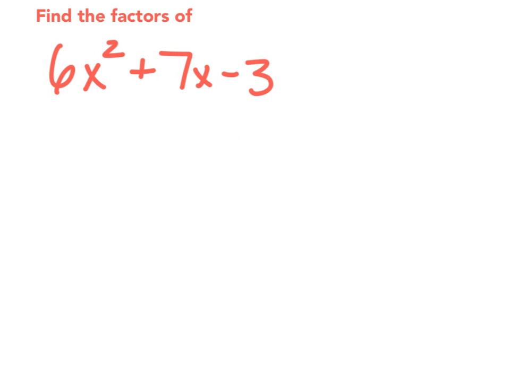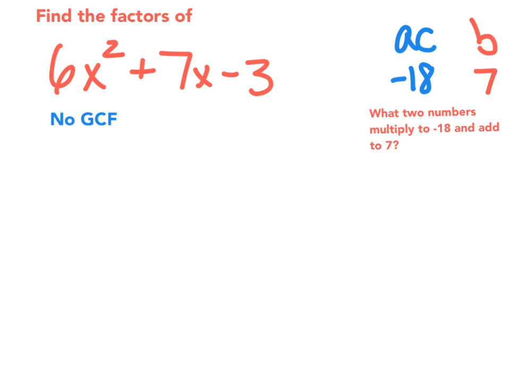Alright, in the first example, we're going to find the factors of 6x squared plus 7x minus 3. Our first step is always going to be look out for a GCF, but these have no greatest common factor. So now, I need to find two numbers that multiply to a times c and add to b. A times c is 6 times negative 3, so it needs to multiply to negative 18 and add to 7. So we think, what two numbers will multiply to negative 18 and add to 7? 9 and negative 2. 9 times negative 2 is negative 18, and 9 plus negative 2 is 7.